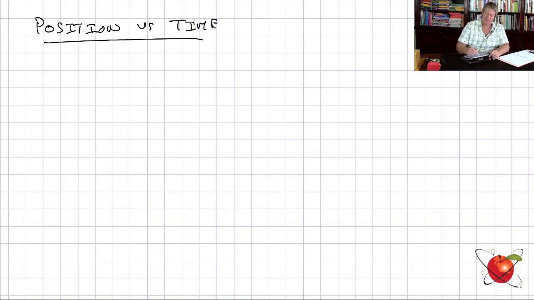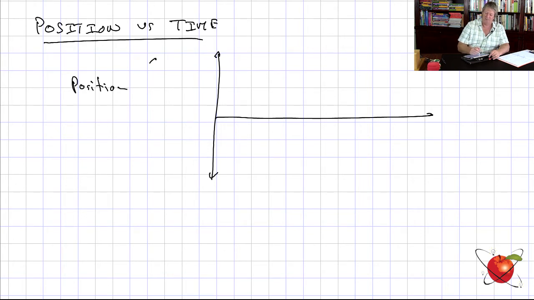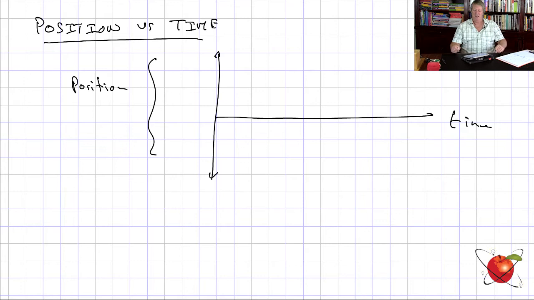So first of all, the first graph that we're going to look at is position versus time. Okay? It's a position versus time graph, and it looks like this. All right? This is my position, this side over here, and this is the time axis here, right? Now we do this in seconds and position in meters, right? That's how we measure it.